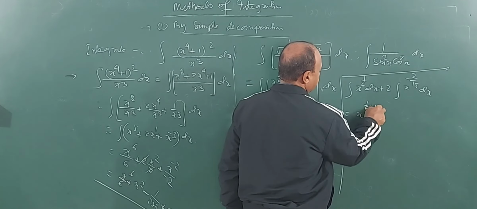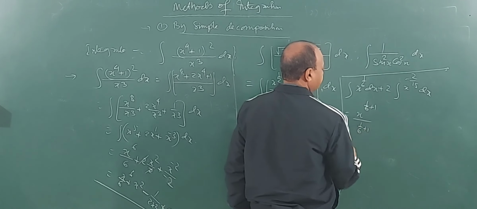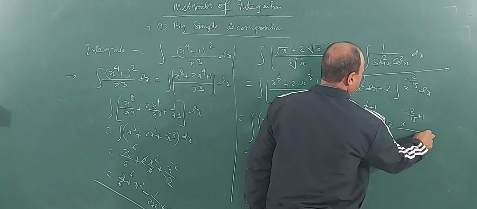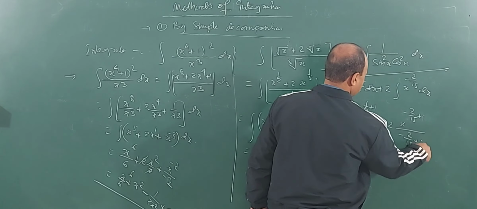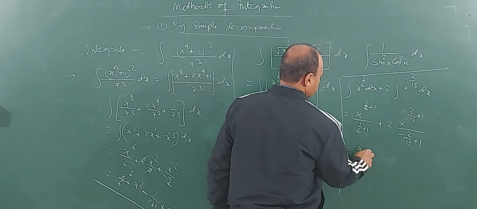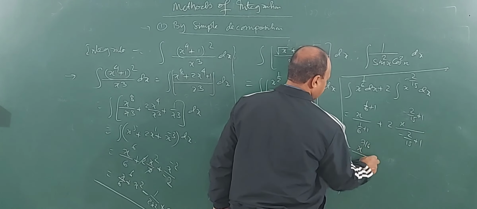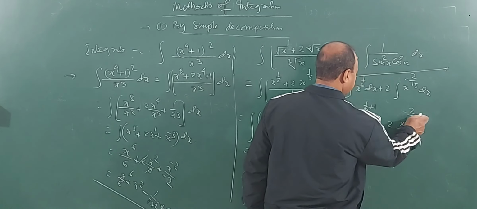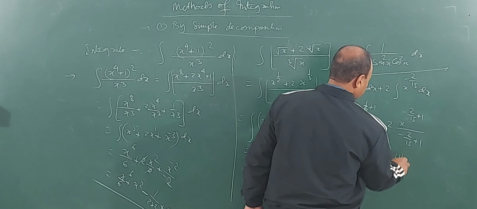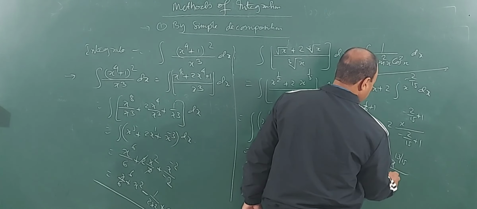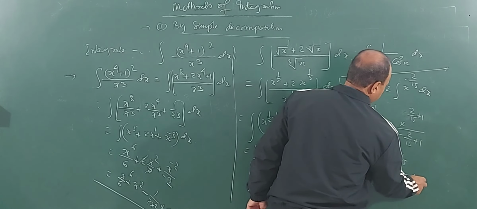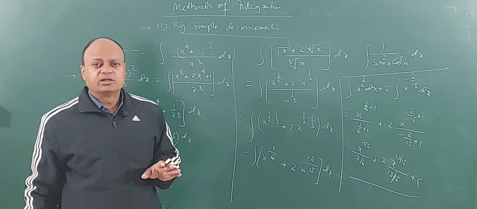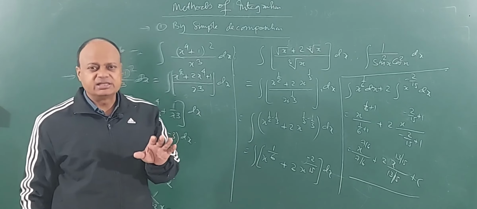x to the power 1 by 6 plus 1 divided by 1 by 6 plus 1, plus 2 x to the power minus 2 by 15 plus 1 divided by minus 2 by 15 plus 1. So what do you get here? x to the power 7 by 6 divided by 7 by 6, plus 2 into x to the power 13 by 15 divided by 13 by 15, plus c. Clear? So simple decomposition is an important way to integrate, right? You can easily integrate by using simple decomposition.